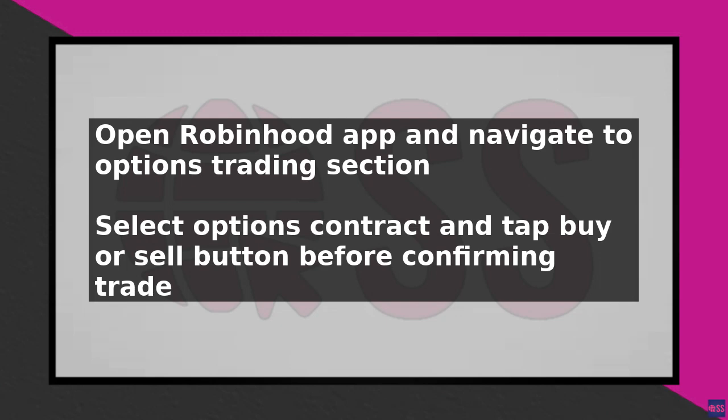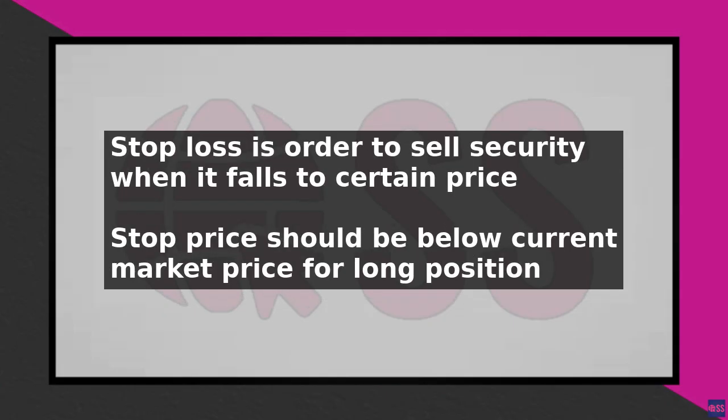A stop loss is an order to sell a security when it falls to a certain price, known as the stop price. When the stop price is reached, the stop loss order becomes a market order and is executed at the next available price. To set a stop loss on Robinhood Options Mobile, tap on the Add Stop Loss button and enter the stop price.